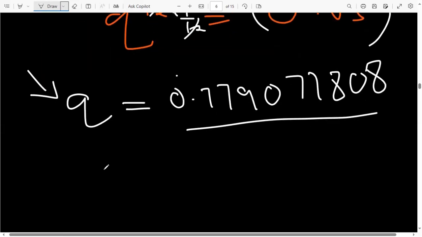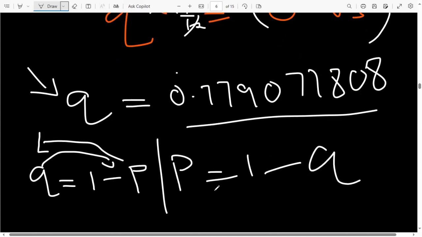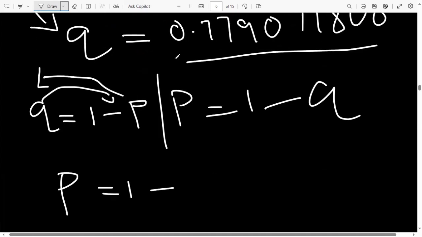So if I'm able to find my q, I can now use this formula here to find my p. Okay, so we know that q is equal to 1 minus p. But now we have the value of q, and we want to find the value of p. So how can we find p? Let's take the p to the other side and the q to the other side. So p is equal to 1 minus q.